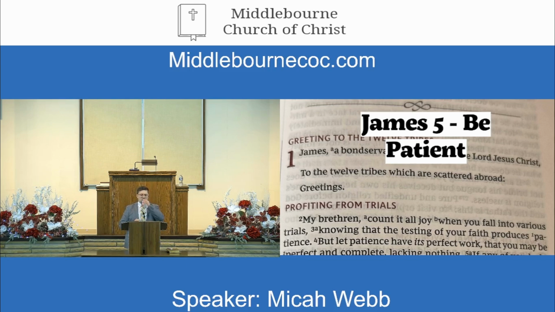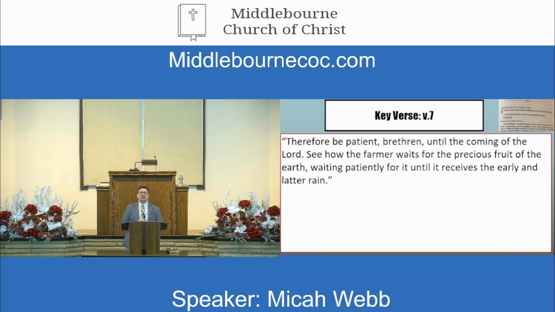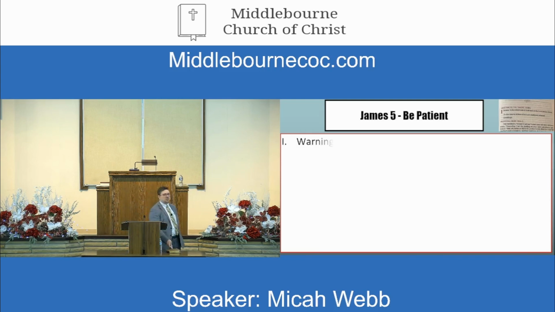The reason is, I think the focus is on verse 7. Therefore be patient, brethren, until the coming of the Lord. See how the farmer waits for the precious fruit of the earth, waiting patiently for it until he receives the early and latter rain. And so I think that's the main theme of this chapter. Now, I'm going to spend a minute here dealing with, I said this first section, which is a warning to the rich.